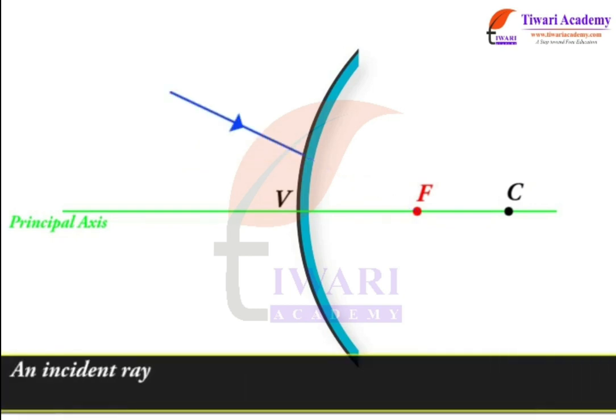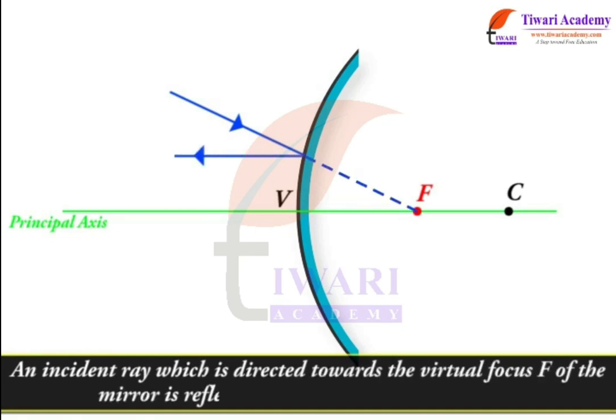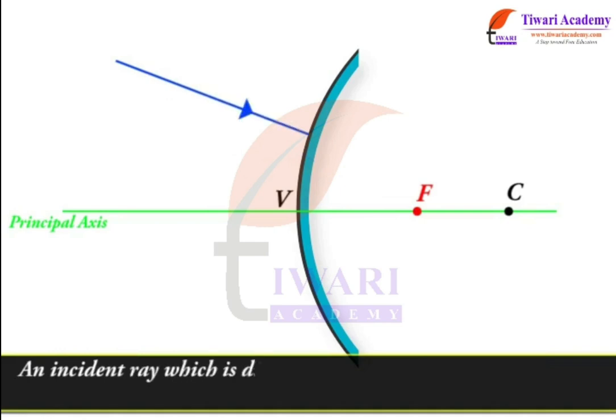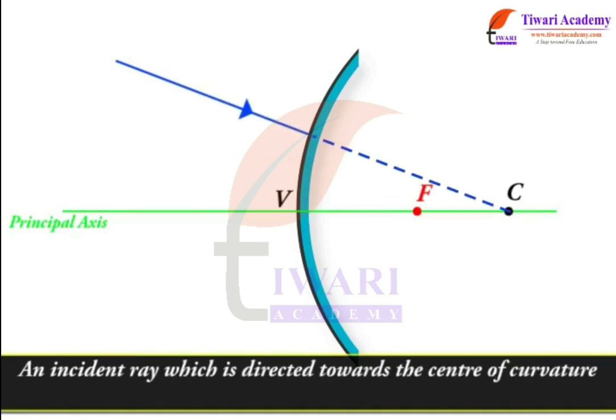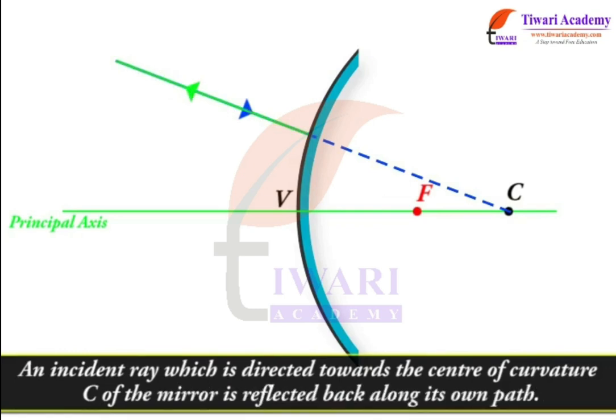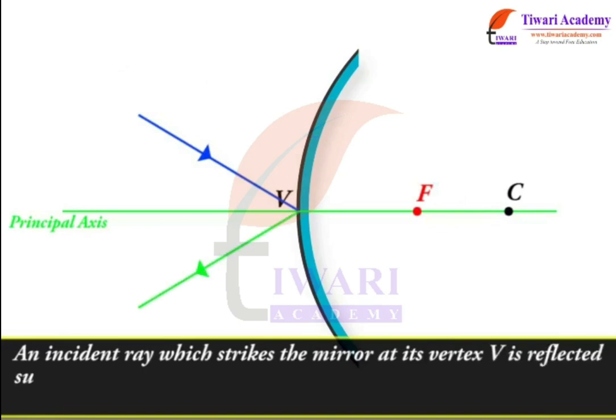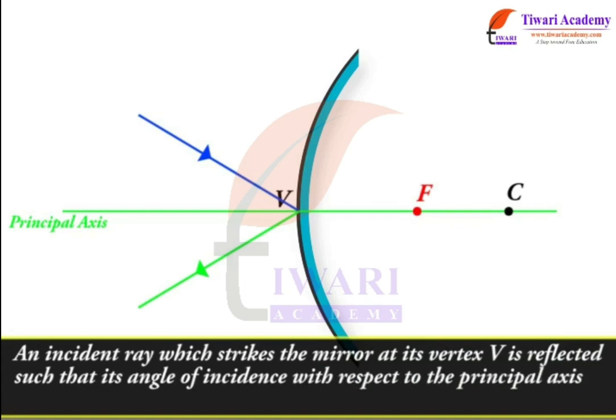An incident ray which is directed towards the virtual focus F of the mirror is reflected parallel to the principal axis. An incident ray which is directed towards the center of curvature C of the mirror is reflected back along its own path. An incident ray which strikes the mirror at its vertex V is reflected such that its angle of incidence with respect to the principal axis is equal to its angle of reflection.